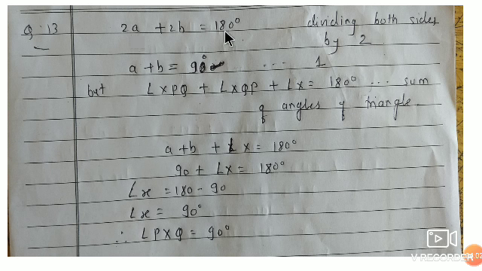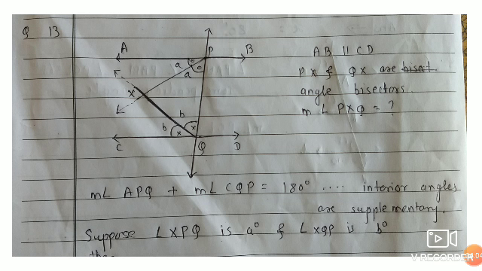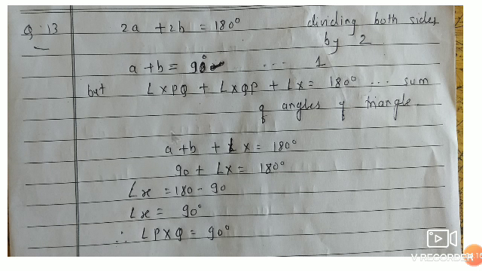Now let's start. 2A plus 2B is equal to 180 degrees. Instead of writing APQ, we write 2 times A, so 2A, and CQP is 2 times B. Divide the whole equation by 2 to cancel the 2. A plus B is equal to 90 degrees. This is our equation number 1.